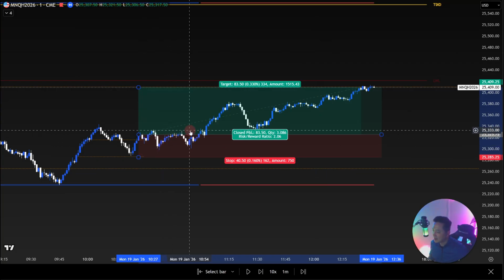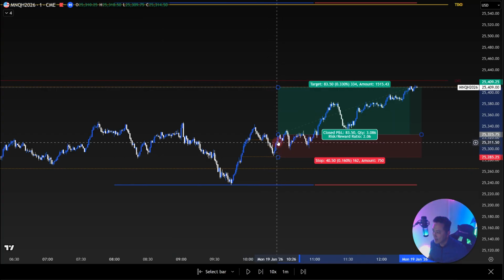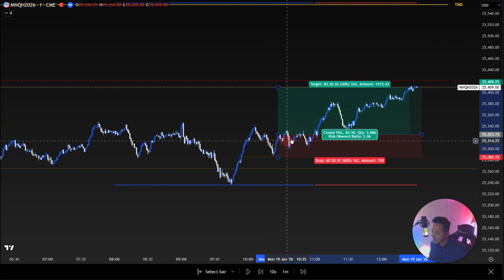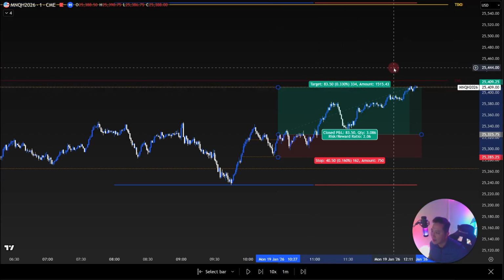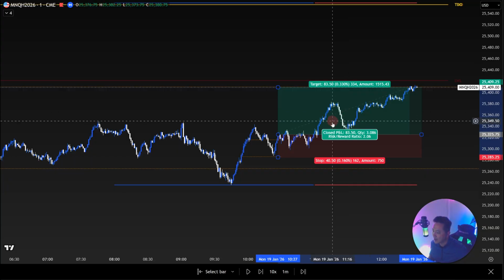Nice little entry, and after the confirmation of the low and then the change of character, right? So we have the formation of the wick here, and then we have the expansion to the opposing range high. Okay, pretty simple and straightforward. Let's do one more example so you guys really get this.